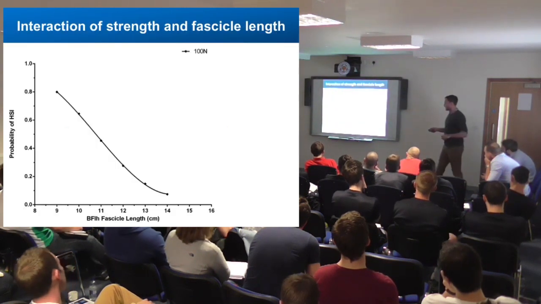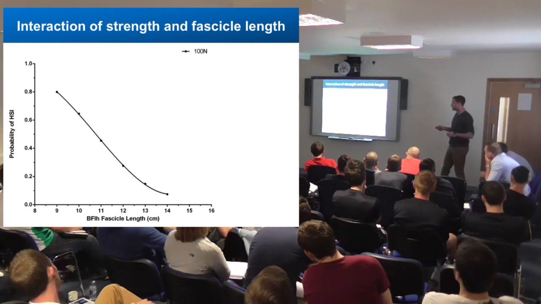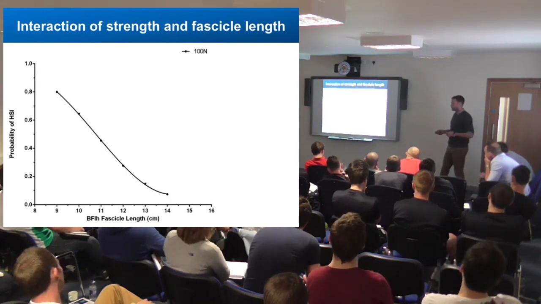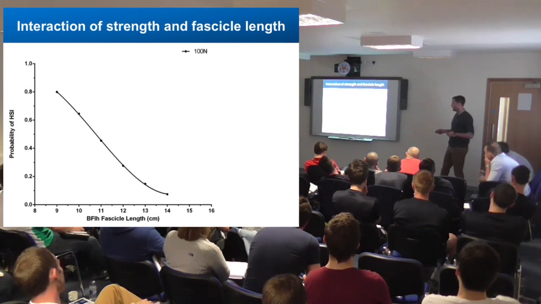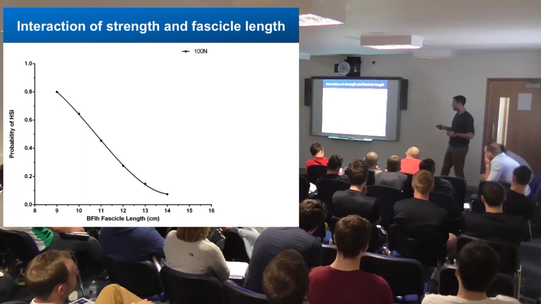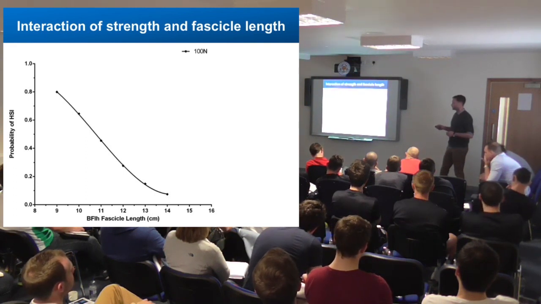So again, we've got that same probability of hamstring injury occurring on the y-axis, certain being 1, not happening at all being 0. The x-axis is still fascicle length, but now, instead of being old or having a previous injury history, it's actually how strong you are.